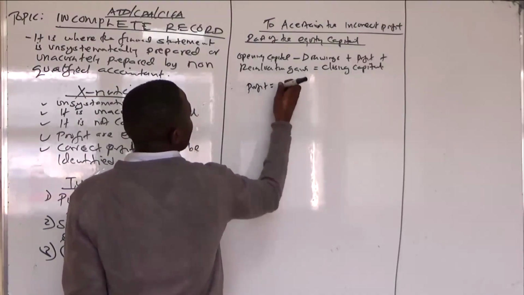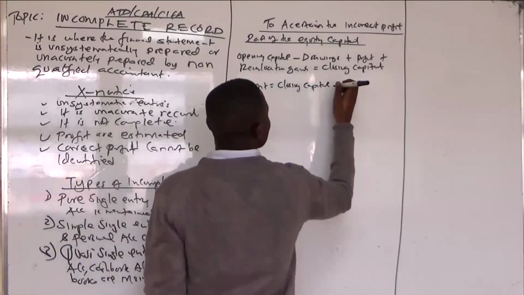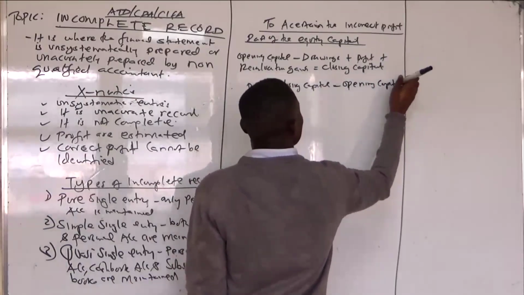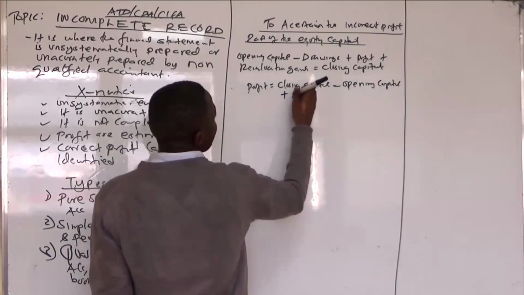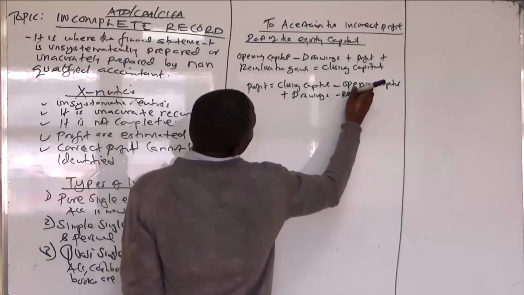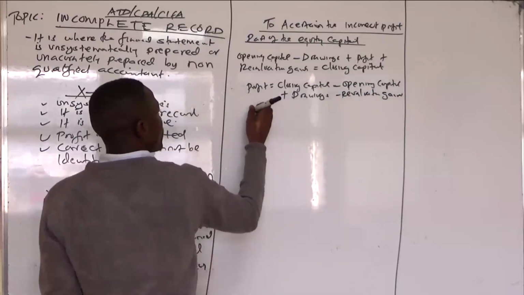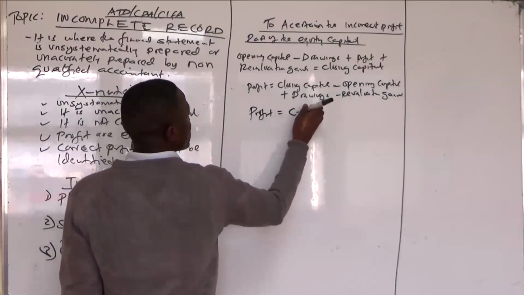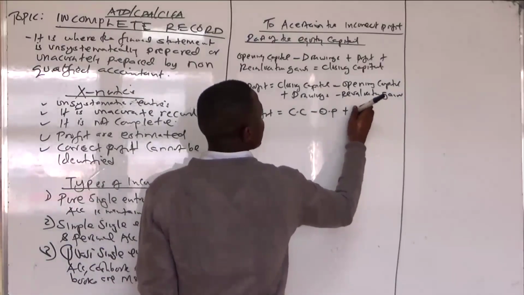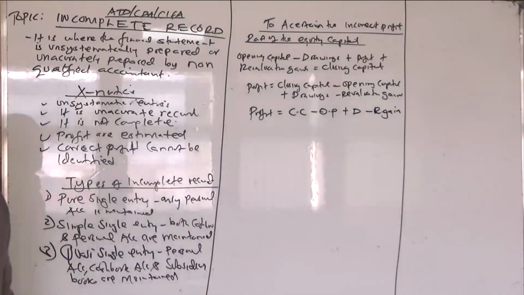Profit will be equal to closing capital minus opening capital plus drawing minus revaluation gain. So profit will be equal to closing capital minus opening capital plus drawing minus revaluation gain. What we should also know.